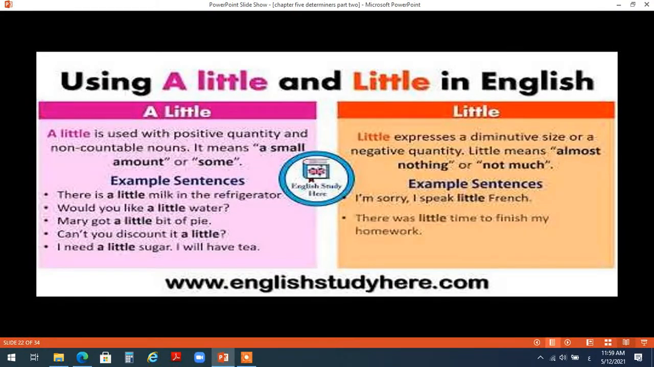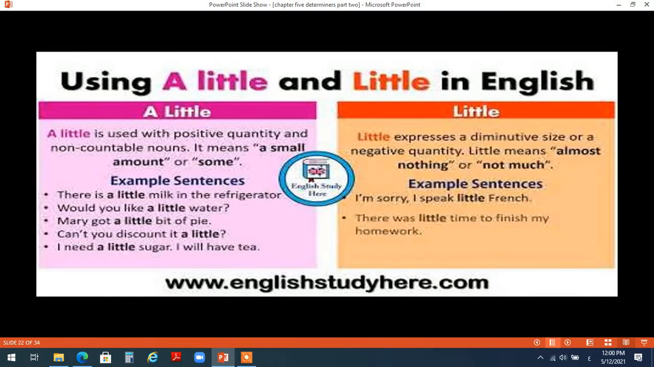Okay. For example, I'm sorry I speak little French. When you use little French, it is as if you want to tell the person you are talking to that you don't know French at all. Or you almost know nothing about French. Or when you say there was little time to finish my homework, as if you are saying you have no time at all, or almost no time is left for you.